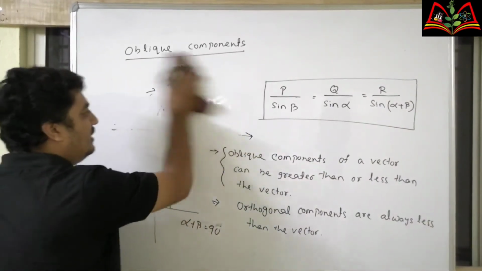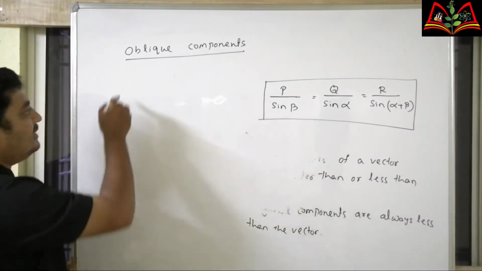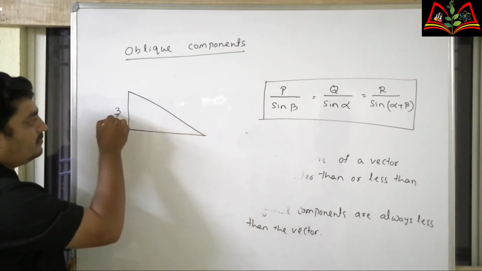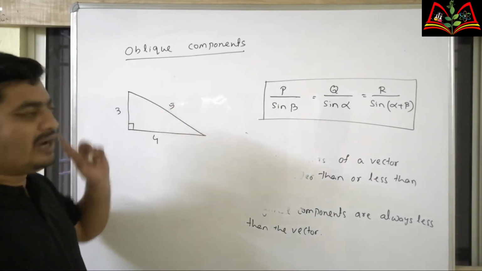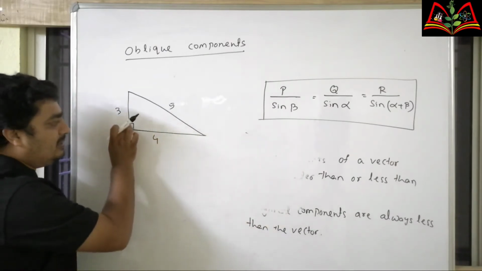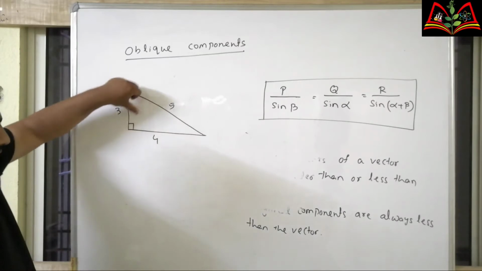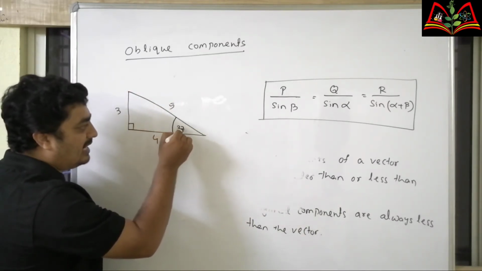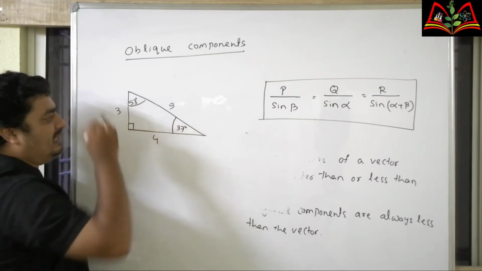Now here just remember this triangle. We all know that 3, 4, 5 are a Pythagoras triple. So if the sides of a triangle are 3, 4 and 5, it is always a right angle triangle. Now the opposite angle of 5 is 90 degree. The opposite angle of 3 is 37 degree and the opposite angle of 4 is 53 degree.